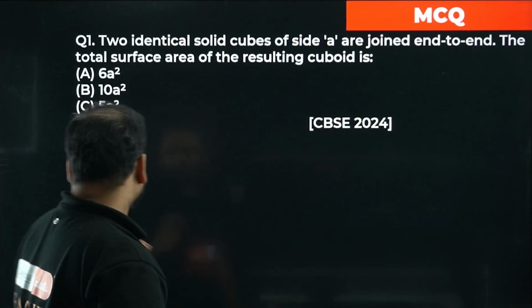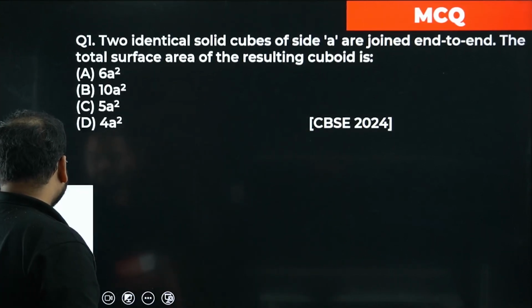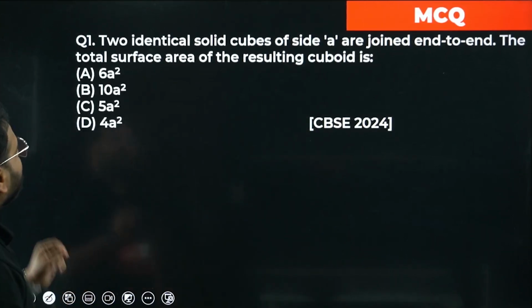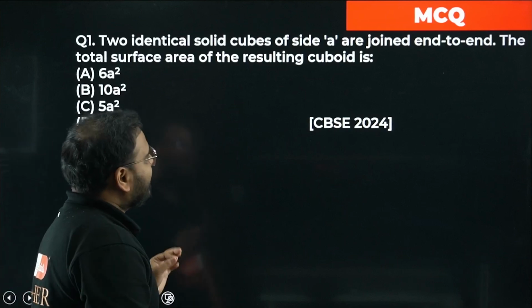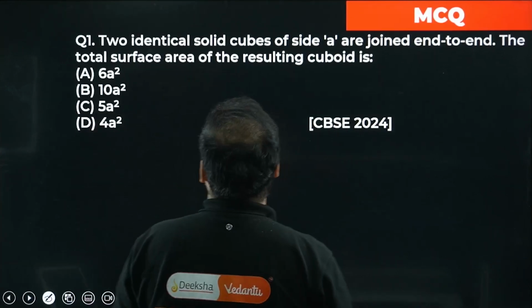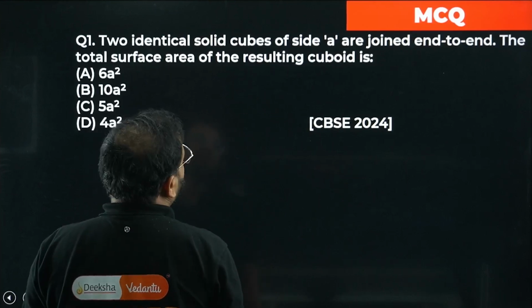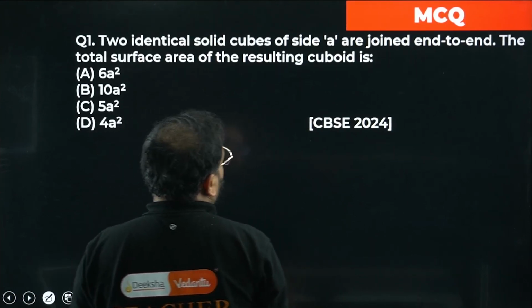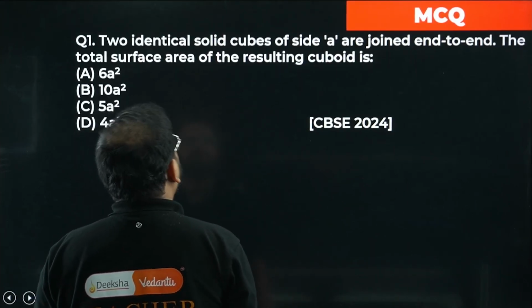Chaliye. Now looking at question number 1, have a look. Two identical solid cubes of side a are joined end to end. Two identical solid cubes of side a are joined end to end. Find the total surface area of the resulting cuboid.